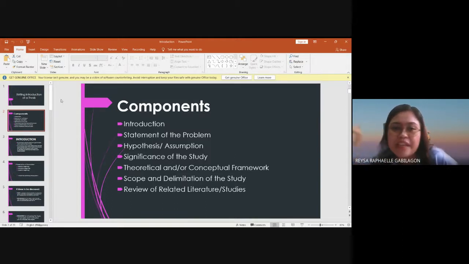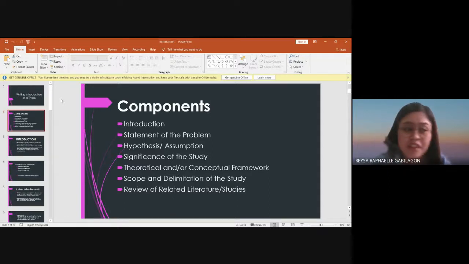Syempre, you have there the introduction, the statement of the problem, the hypothesis, and assumption. We also have significance of the study. And then we have theoretical and or conceptual framework, especially for quantitative research. If you would like to pursue a quantitative research, you need to have the theoretical and the conceptual framework. Kasi itong part na ito, pwede kasi siyang wala sa quali. Again, pwede siyang wala sa quali kapag theoretical and conceptual framework. But yes, both of them have scope and delimitation of the study. And lastly, we have the RRL.